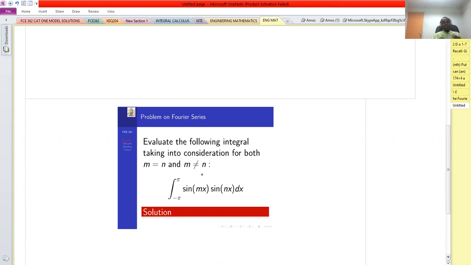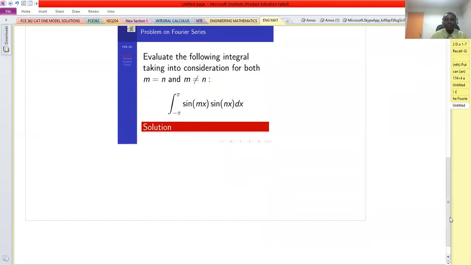So the problem is to evaluate the integral, taking care of the cases where m equals n and m not equal to n, of sine mx times sine nx. The limits of integration are from minus pi to pi.